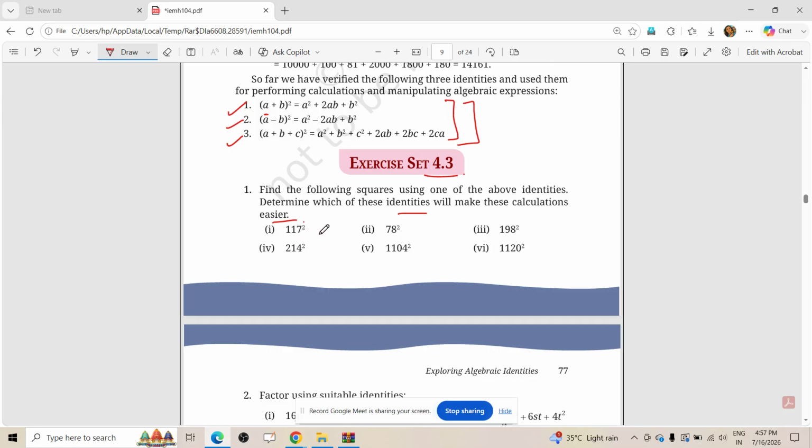So 117 whole squared. What will we apply in this? 117 is 100 plus 17, so it will become complicated, right? We need to solve it in an easier way.